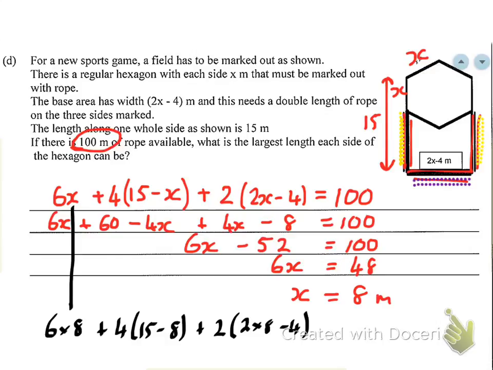So here I've substituted 8 for each x term, and we find that it does equal 100 when you work that out on your calculator probably.